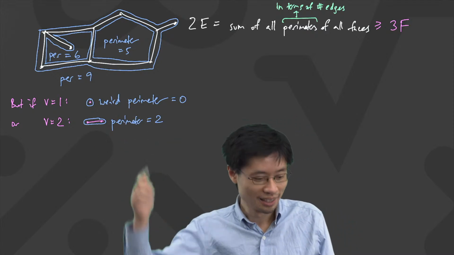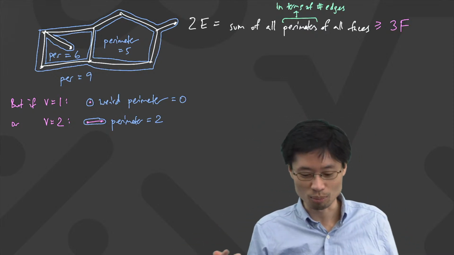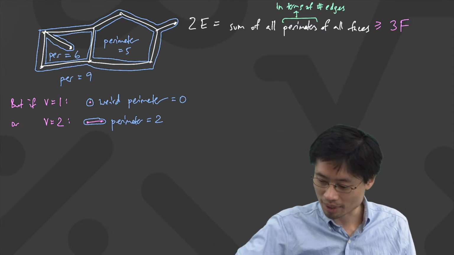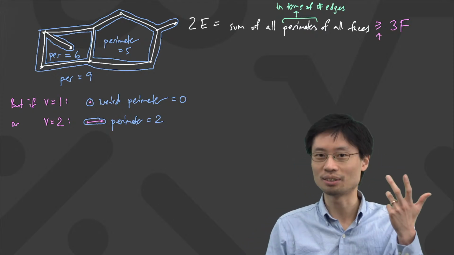But they're just stupid. Like, why would you worry about graphs with 2 vertices? Life becomes interesting once you go to 3 or more. So I'm going to write an important statement here, which is this is true if the graph is connected and has at least 3 vertices.